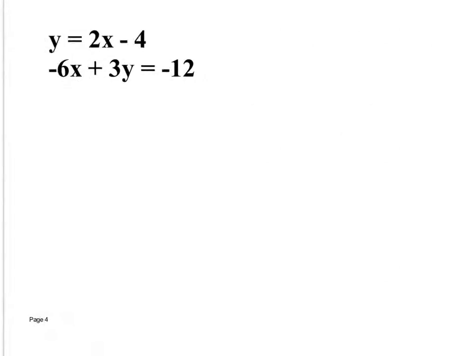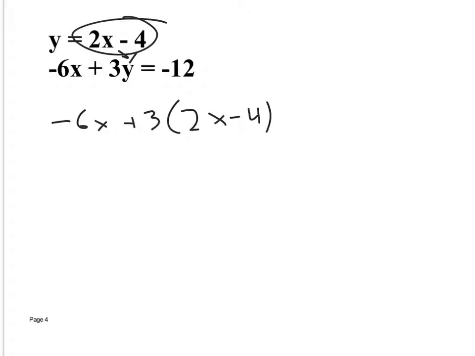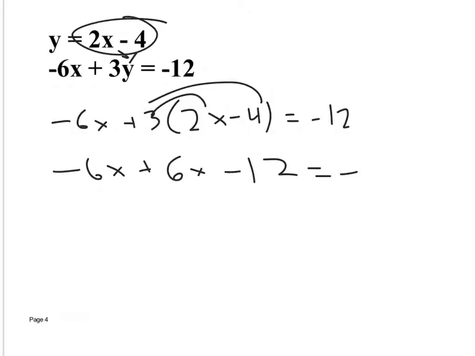So solving for x and y, it's nice. On this one, they've already solved for y, so I replace y with 2x minus 4. Don't forget to distribute the 3 to 2x minus 4. That's where I find a lot of people make mistakes. So negative 6x plus 6x minus 12 is equal to negative 12. I add like terms, and they cancel each other out. So I've got negative 12 is equal to negative 12.